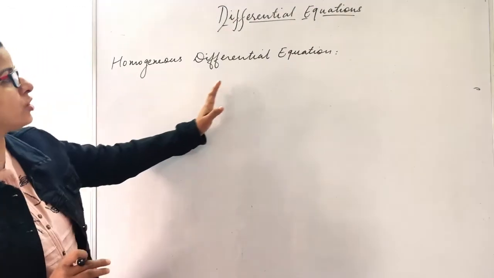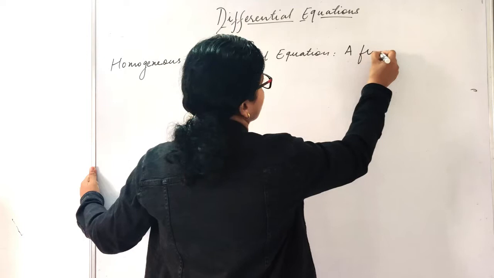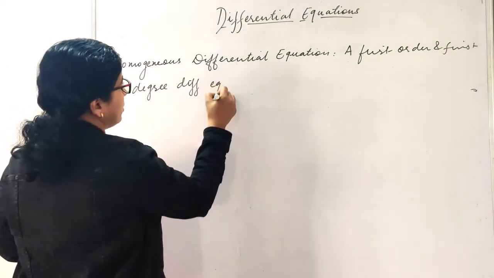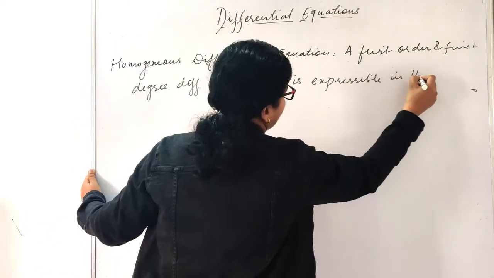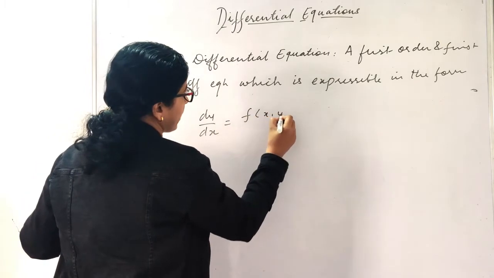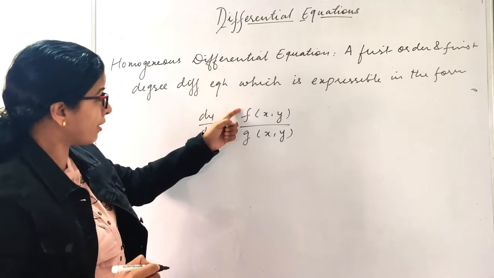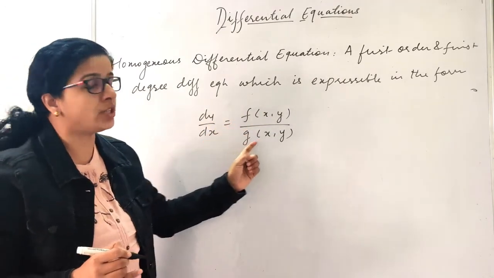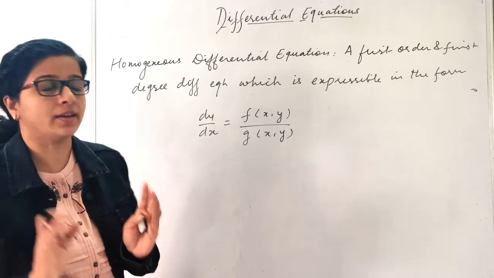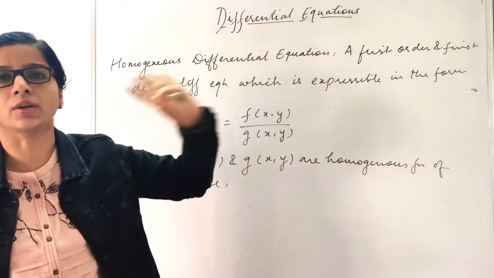So basically homogeneous differential equation is nothing but a first order and first degree differential equation which is expressible in the form dy by dx equals f(x, y) upon g(x, y), right? Where my f(x, y) and g(x, y) are homogeneous functions of the same degree. Is that clear? Then such kind of differential equation will be my homogeneous differential equation, right?